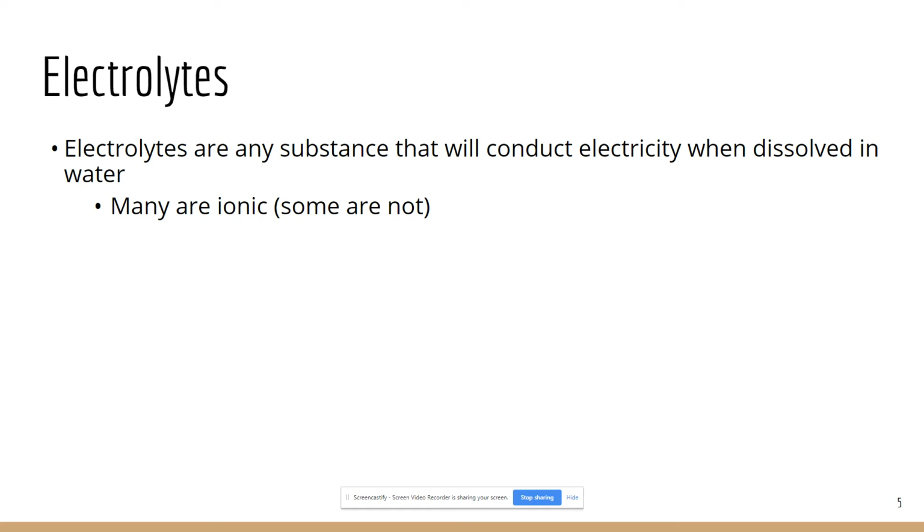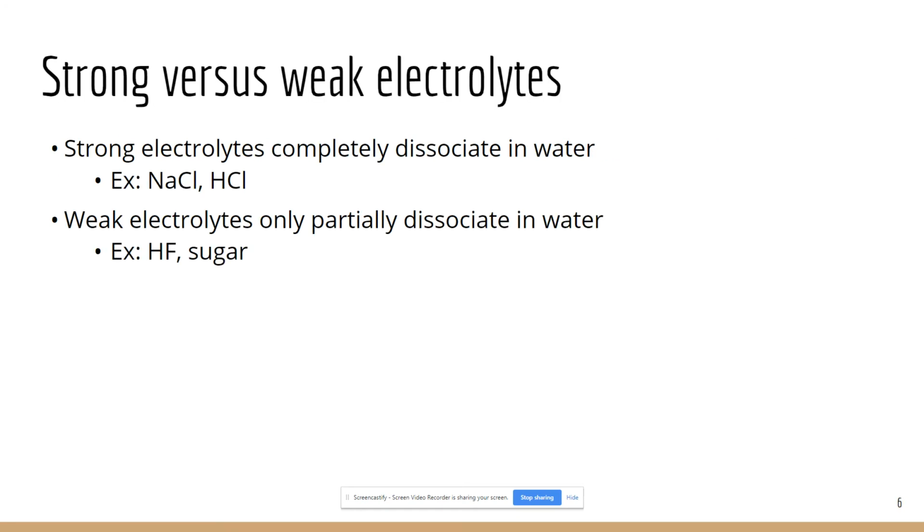Many electrolytes are ionic, like sodium chloride, for example. Not all of them are. You could have things that just have very polar covalent bonds that are still able to be electrolytes. They don't tend to be very strong electrolytes, though.